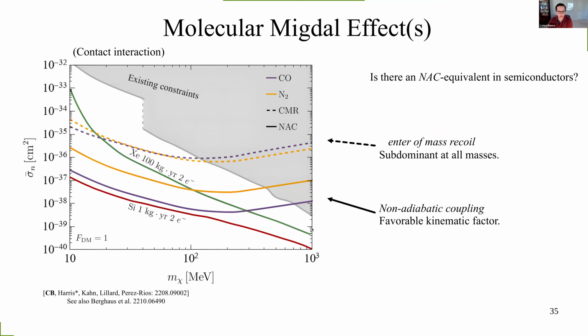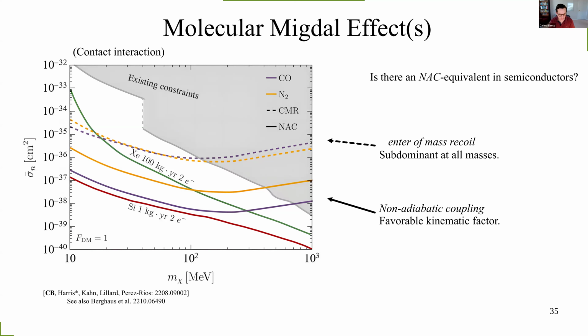And so some take-home messages about the Migdal effect for light dark matter scattering, especially in these kinds of detectors, are as follows. One, the center of mass recoil effect is subdominant at all masses. This is an analysis that was done for some toy molecules, carbon monoxide and nitrogen. And this other effect that comes from crumpling the structure has a very favorable kinematic factor that dominates the sensitivity at all masses. Here in the red is the equivalent, quote unquote, Migdal rate in silicon, in a semiconductor.